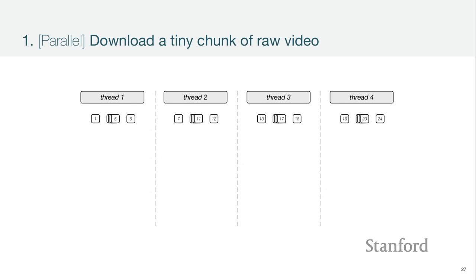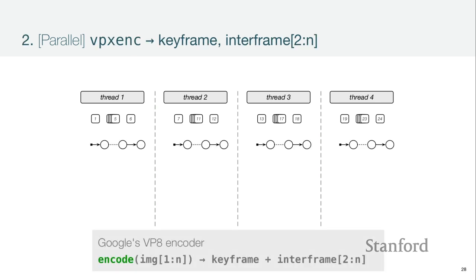Step one, we have all these separate threads. We've got 5,000 threads running on AWS Lambda all at the same time, and each one downloads a few frames, let's say 6 frames of raw video from the camera, ExCamera. And then it encodes them the simple way, using a production video encoder from Google. We encode them, and we end up with 1 keyframe and then 5 interframes in each chunk. So now we have a playable video.